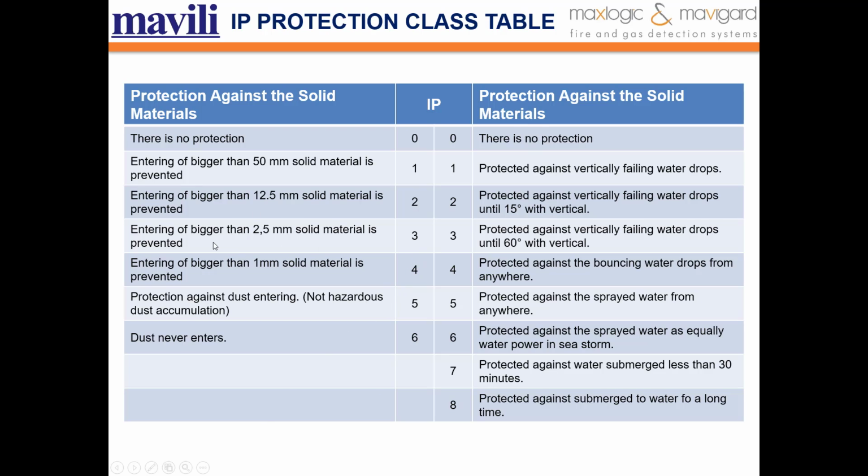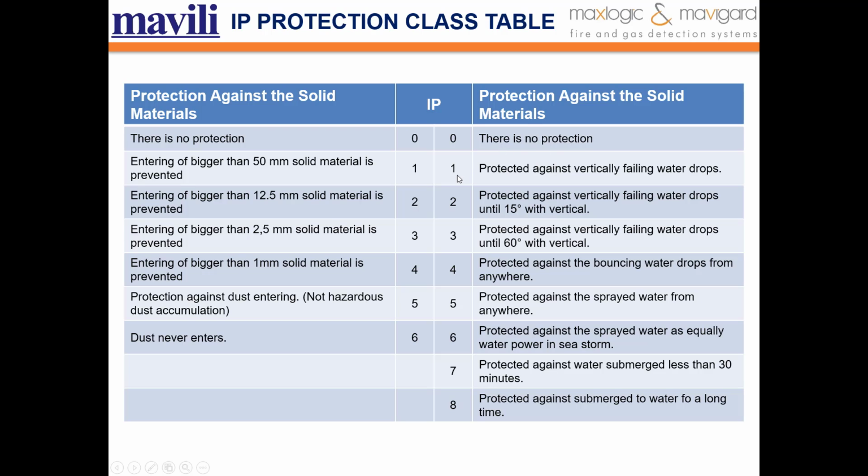For the third one, it will be 2.5 millimeter. For the fourth number, that will be 1 millimeter. And for the 5, protection against dust entering, not hazardous dust accumulation. And for the 6th digit, that means dust never enters. For the liquid side, for the 0 is the same.